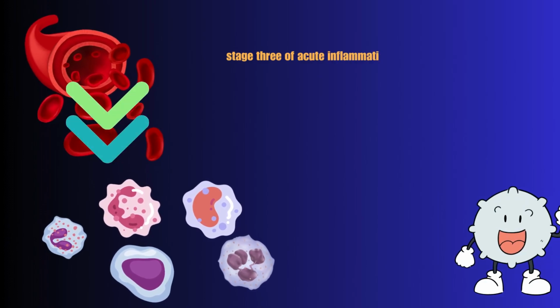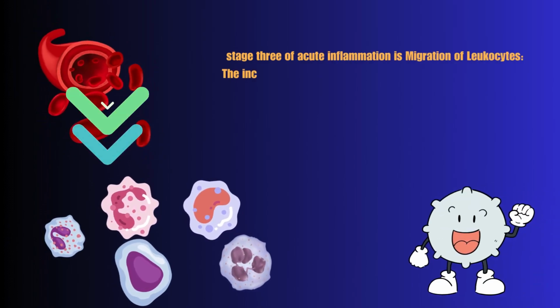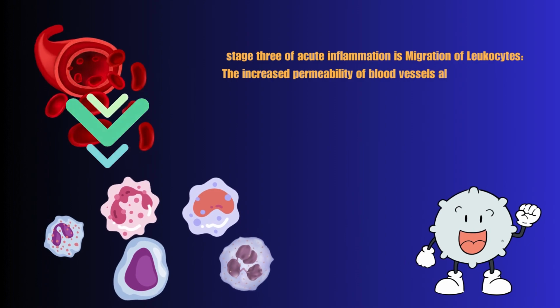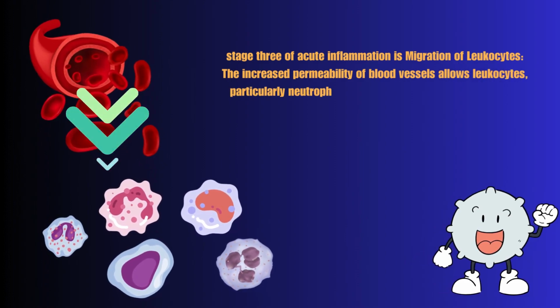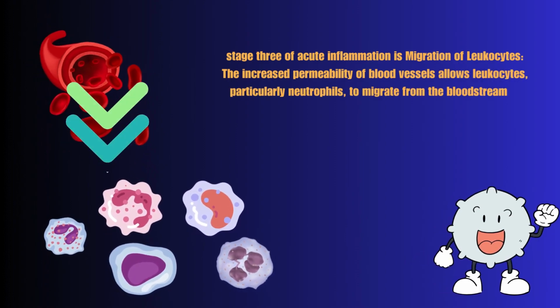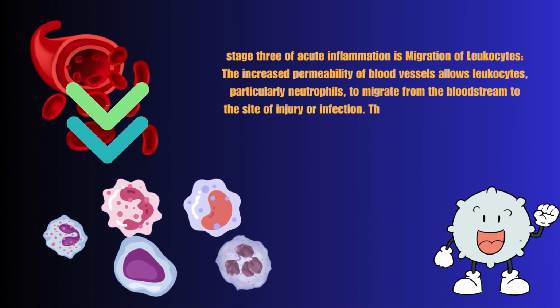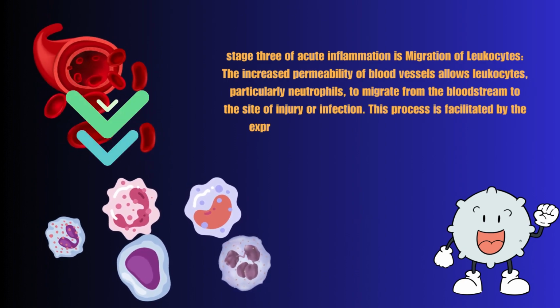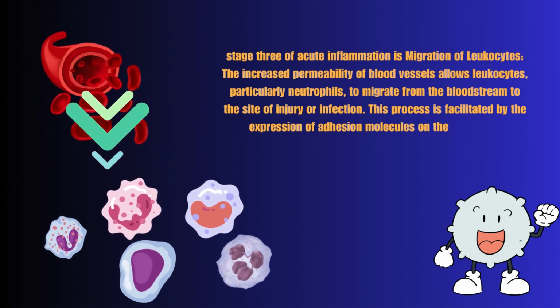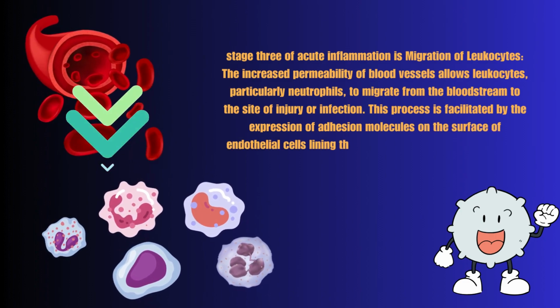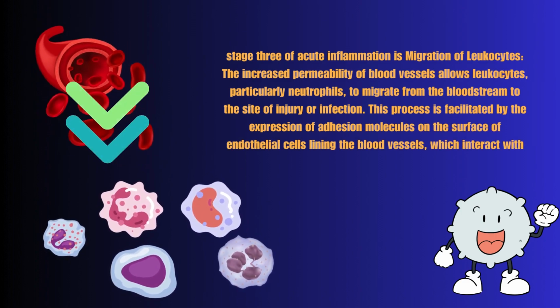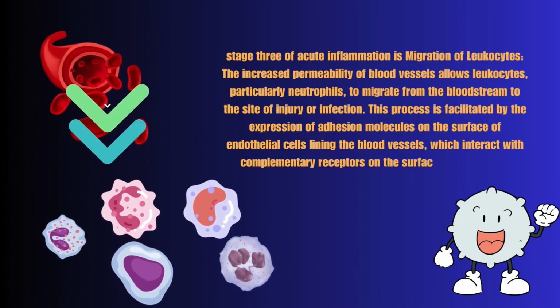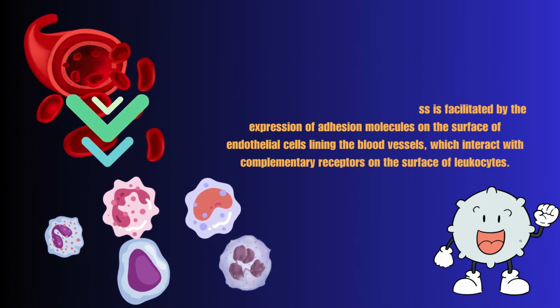Stage 3 of acute inflammation is migration of leukocytes. The increased permeability of blood vessels allows leukocytes, particularly neutrophils, to migrate from the bloodstream to the site of injury or infection. This process is facilitated by the expression of adhesion molecules on the surface of endothelial cells lining the blood vessels, which interact with complementary receptors on the surface of leukocytes.